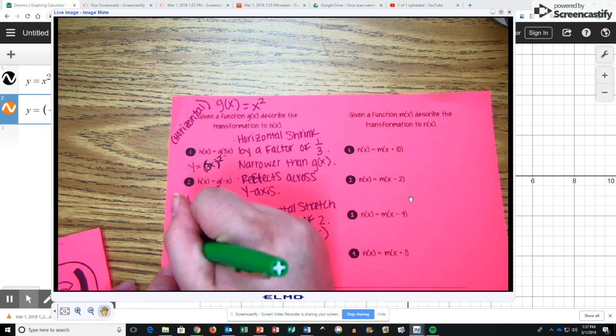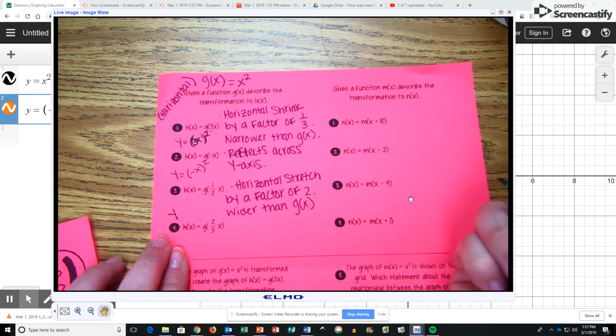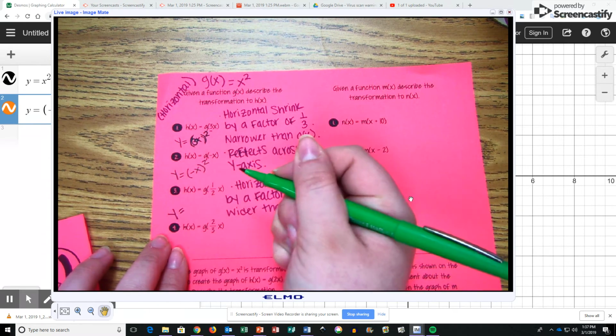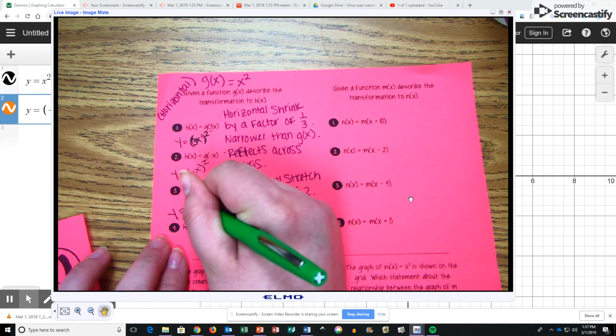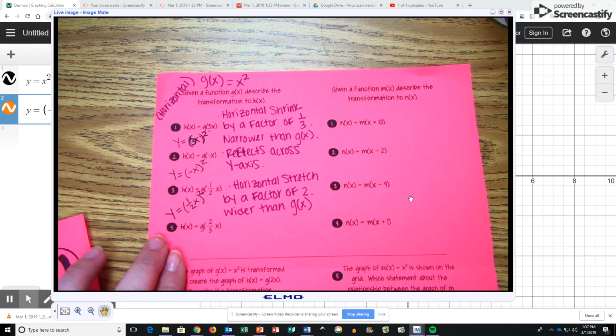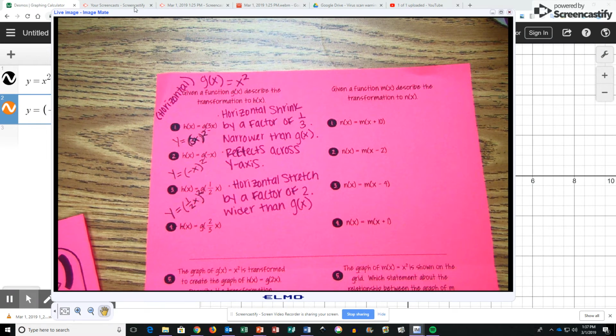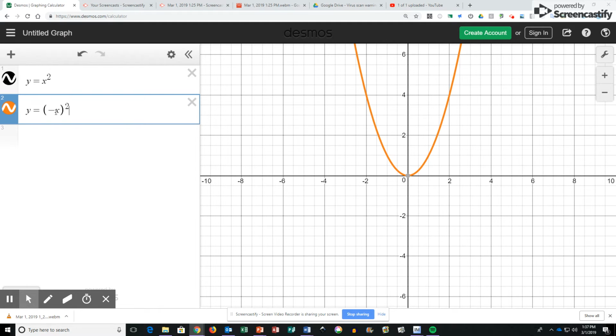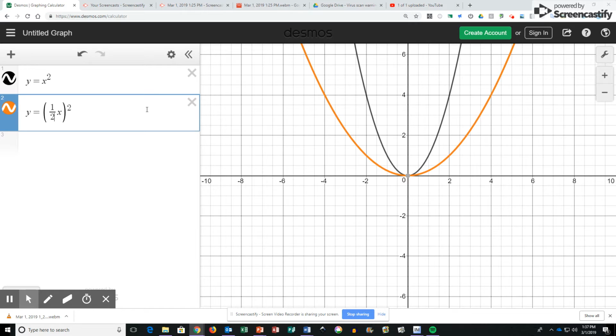All right, we can always check it in Desmos. I'm going to rewrite over here how we would write that. It would be y equals parentheses 1/2 x squared. So if I go to Desmos, I now have 1/2 x squared. It is wider than my parent function. All right, all we have is one more.